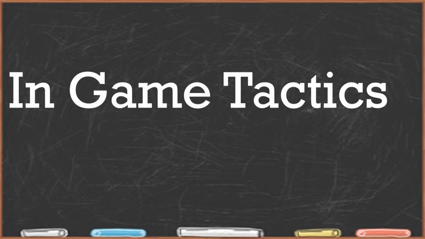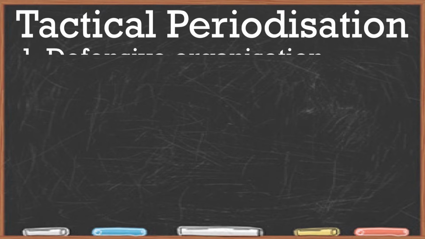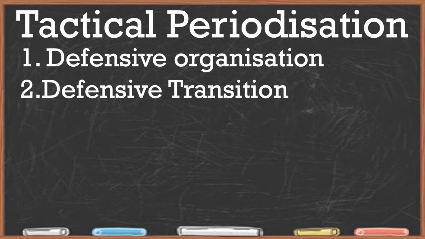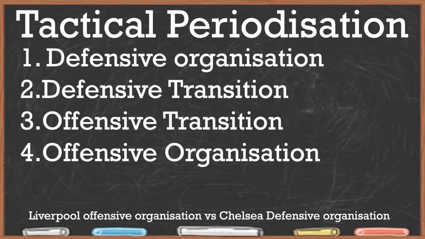Now, let's take a look at the in-game tactics, focusing on the four main areas of tactical periodization. These areas are defensive organization, defensive transition, offensive transition, and offensive organization. Let's see how Liverpool's attack interacted with Chelsea's defense.